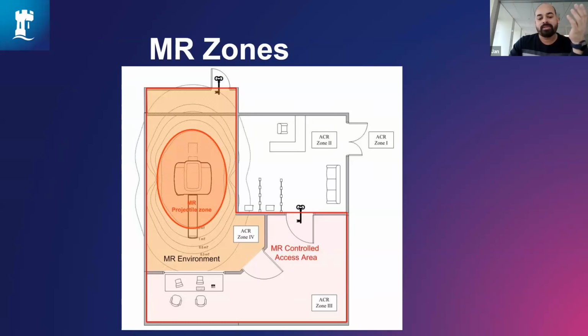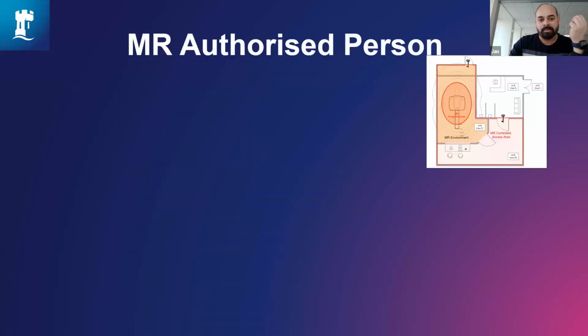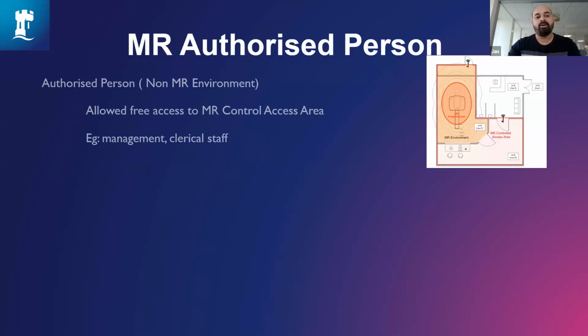And now going forward to the MR responsible people. The MR authorized persons are classified into three sections, basically. The first section is authorized persons who are non-MR environment personnel. These people are allowed to walk into the MR controlled access zone, which in our terms is called the console room. These would be management staff, clerical staff, receptionists, and others who help us run the MR scanners' day-to-day list by making sure everything is running well.